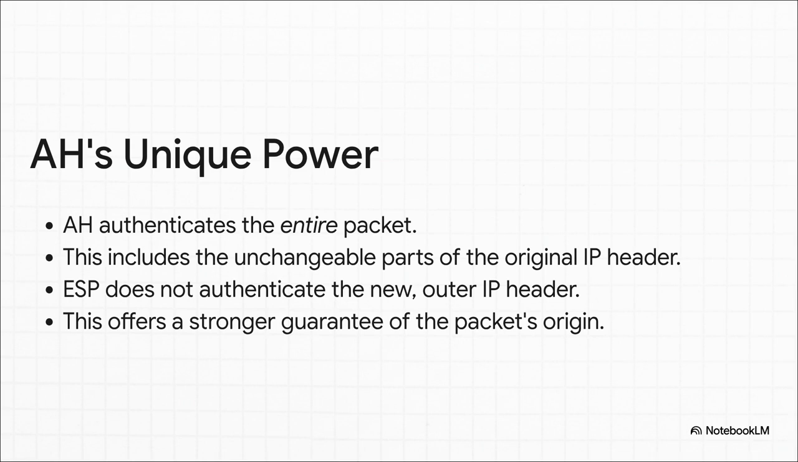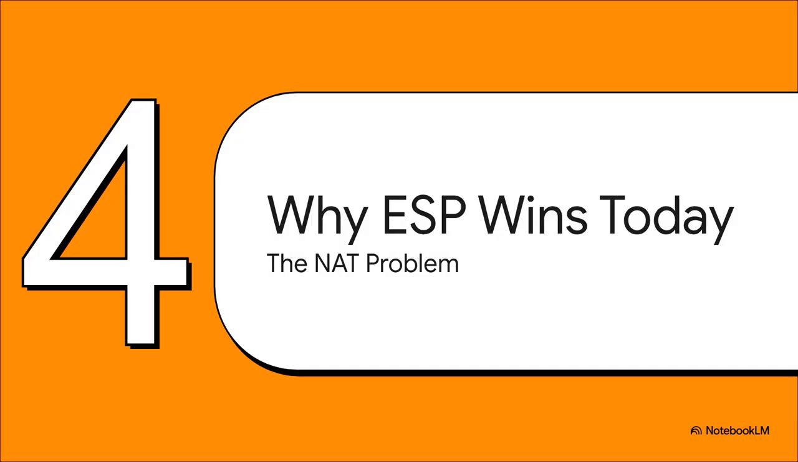It authenticates the entire packet, and that includes the unchangeable parts of the outer IP header. ESP? Well, it protects the original packet, sure, but it wraps it up inside a new packet, and it doesn't authenticate that new outer header. This is AH's one claim to fame. It gives a stronger guarantee that the packet's source address is legit. So, AH has a historical reason for being here and one unique technical strength. Case closed. AH is still useful, right?